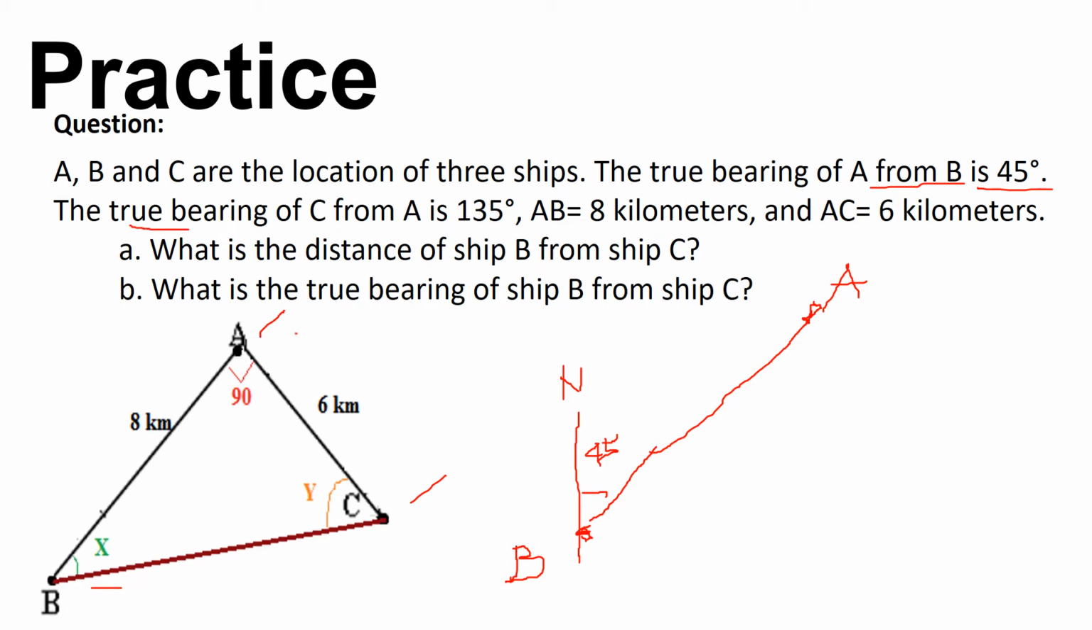Next, the true bearing of C from A is 135. So take note, from A. So if you are from A, you are here at A. C is 135. So where is C? This is your north. This is 90. This is 180. 135 is right here.